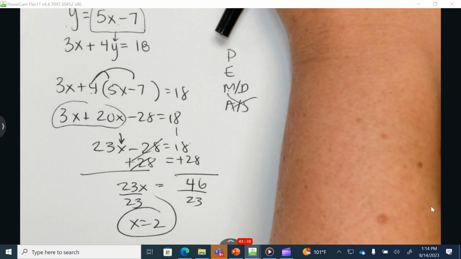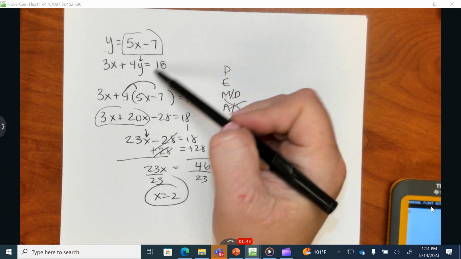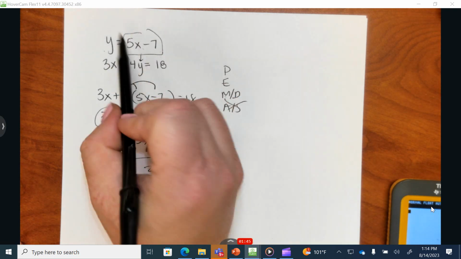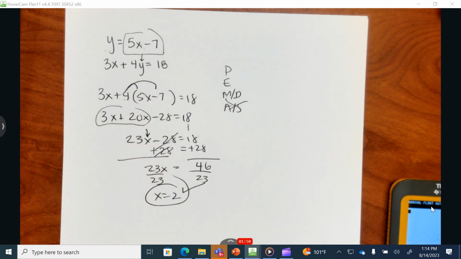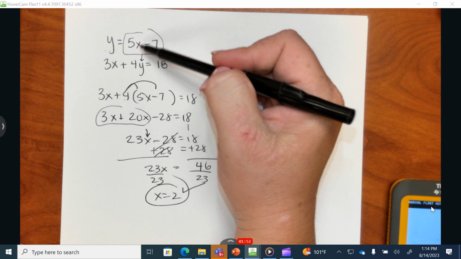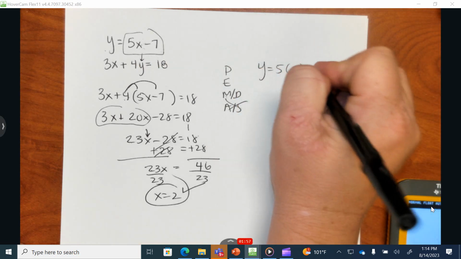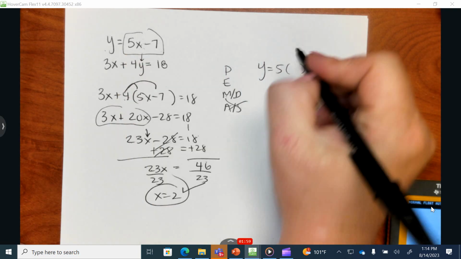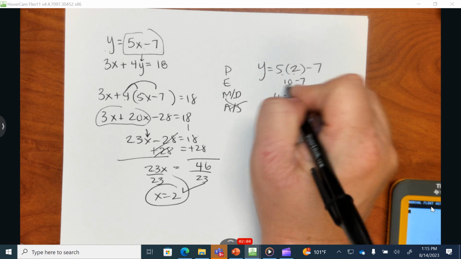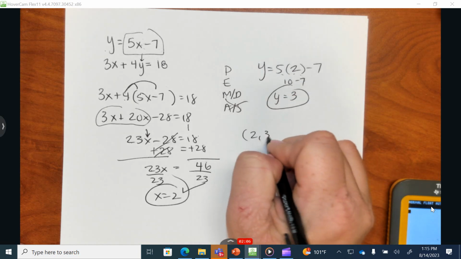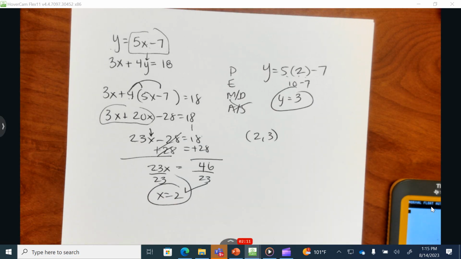Now, too often students do all this beautiful work and they stop and think, I'm done. When we look back up to the original system of equations, I see two unknowns, an x and a y. Well, I figured out the x, now I have to solve for y. It does not matter which equation you choose to use. I'm going to use the first, and instead of putting an x, I'm going to substitute what x equals. 5 times 2 is 10, and 10 minus 7 is 3. That means when I graph these, I should see these two linear lines crossing at the ordered pair (2, 3).